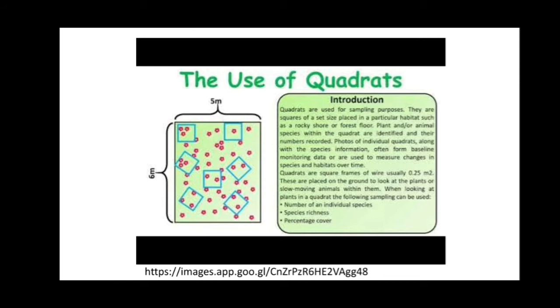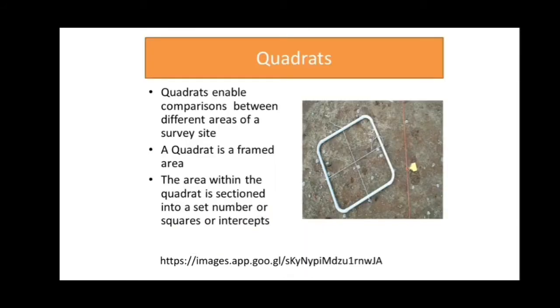When looking at a plant in a quadrat, the following sampling can be used: the number of individuals in a species, species richness and percentage cover. As we know, the quadrat method, this sampling method, is a classic tool, a series of squares or quadrats of a set size, mainly used in ecology and geography to study a plant population or the objects of a large area.